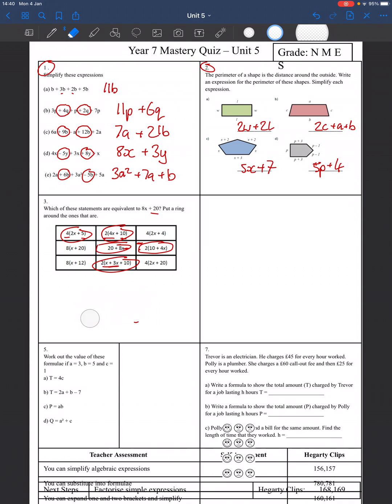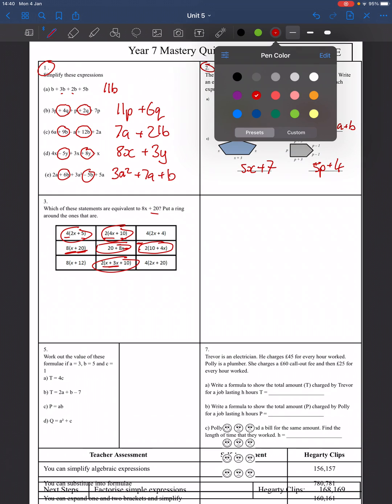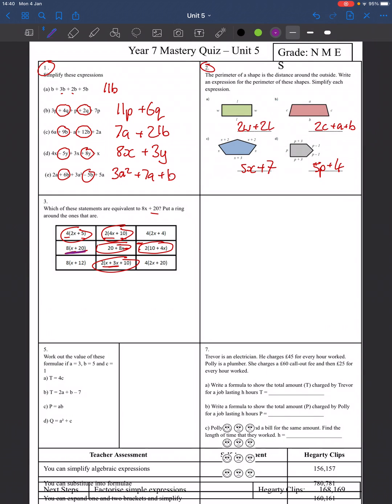Let's have a look at these other ones and just see why they are not equivalent. So this one here, 8x plus 20. I'll colour these in, green's not very helpful, is it? Maybe purple. Okay, so 8x plus 20. Well, 8x is correct, but 20 times 8 is 160. So that's not one of them.